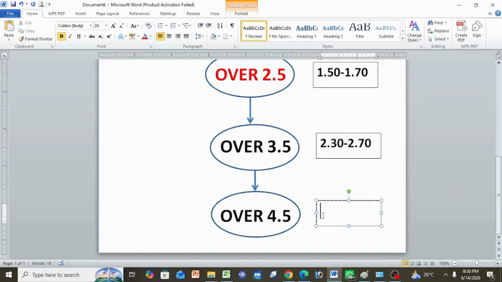Now lastly, which is over 4.5, this over 4.5 stage is the last stage, where you confirm the odds. So now what we're going to look at here is we're not going to look at over, but we're going to look at under, all right? Now we're going to look at under here.